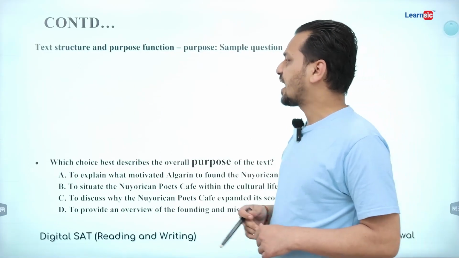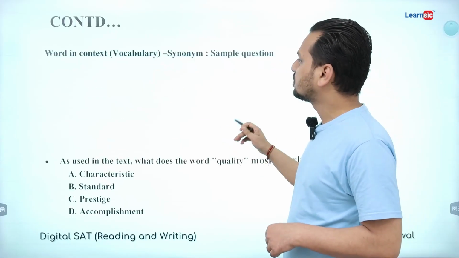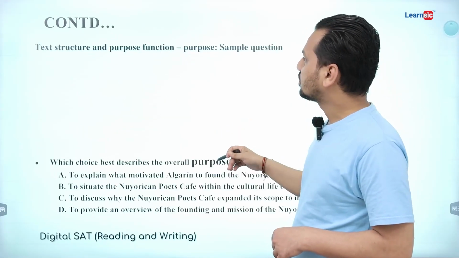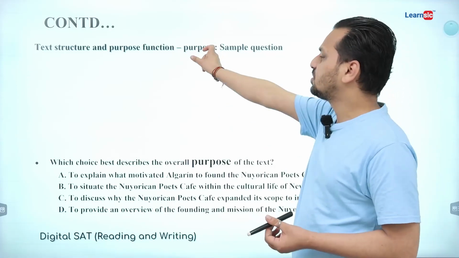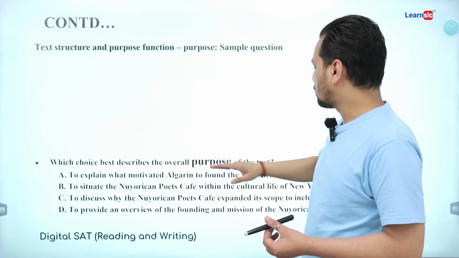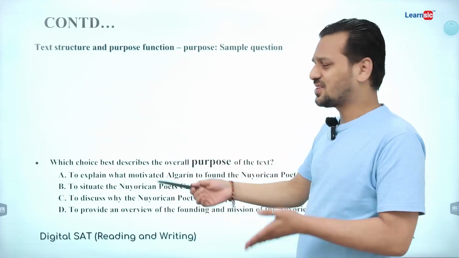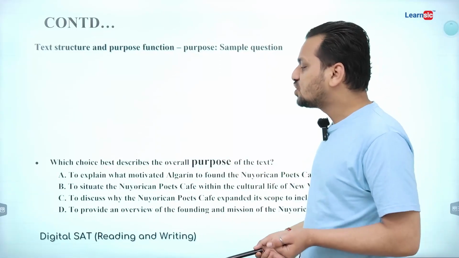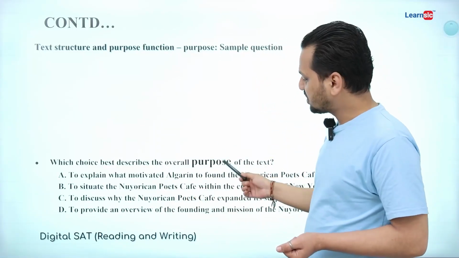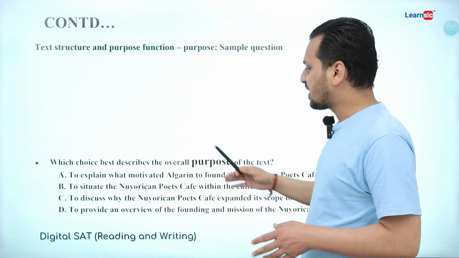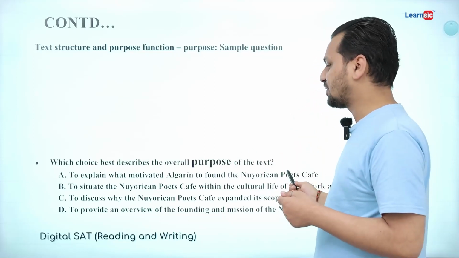Now the next question type you find in the craft and structure domain is text structure and purpose function. So this is simply a purpose question. You read the question, and you will get to know why it is a purpose question. It says, which choice, out of A, B, C, D, best describes the overall purpose of the text? You can see purpose has been highlighted and made bigger than the other words. So which choice describes the overall purpose of the text?